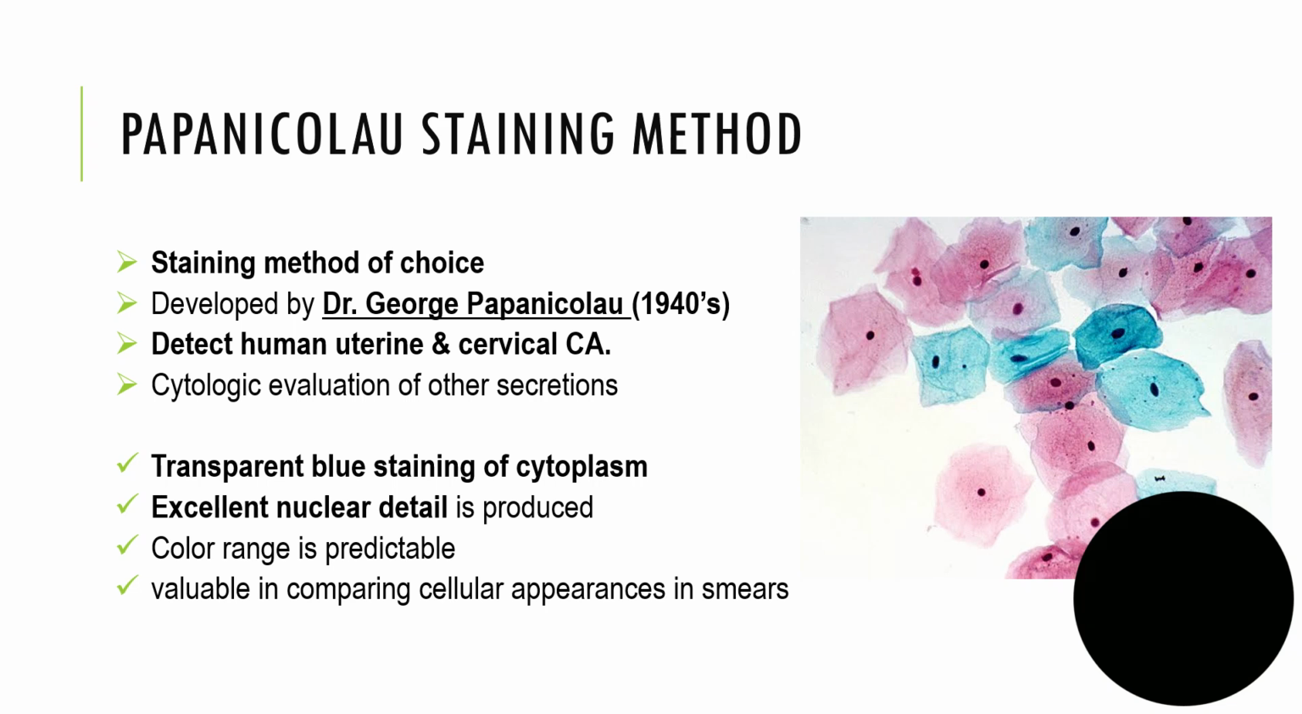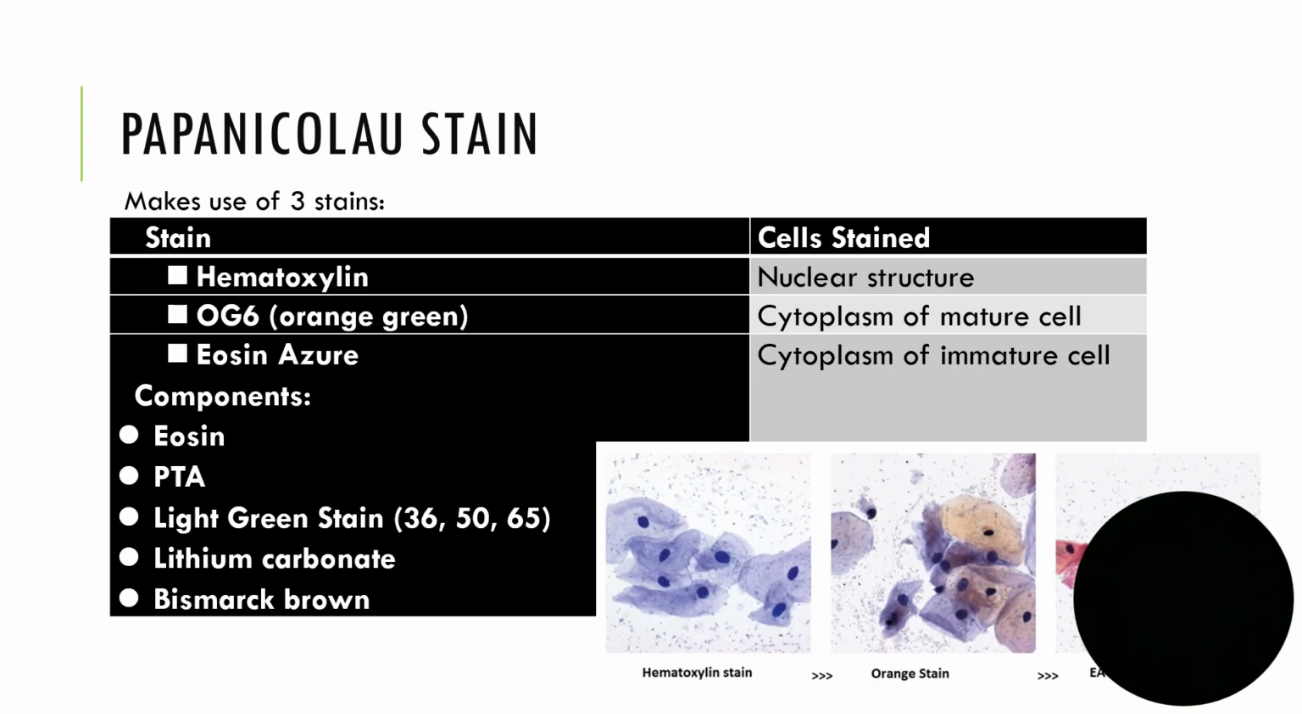Again, Dr. Papanicolaou's contribution has been credited with reducing cervical cancer mortality by over 70% in countries with organized screening programs. I hope that you will appreciate the real-world impact of our profession. The Pap stain uses three distinct staining components, each targeting different cellular structures. First, hematoxylin. This is the nuclear stain, which stains nuclei a blue-purple color, revealing chromatin pattern, nuclear size, nuclear envelope irregularities, and presence of nucleoli, all key criteria for cytologic diagnosis.